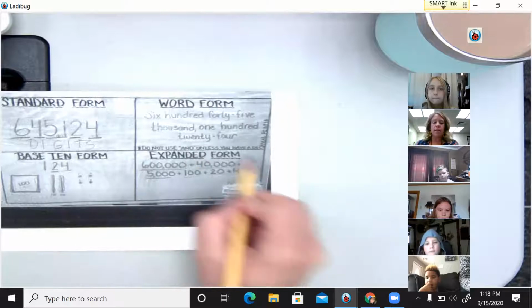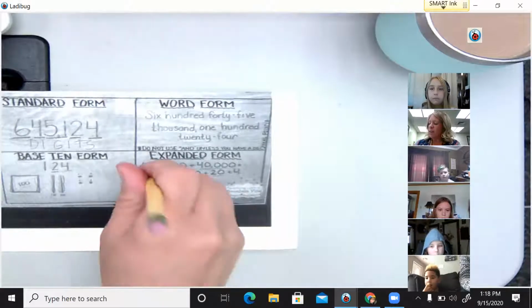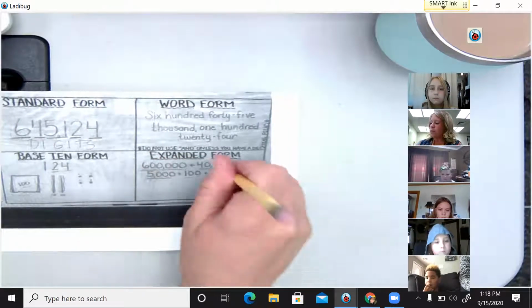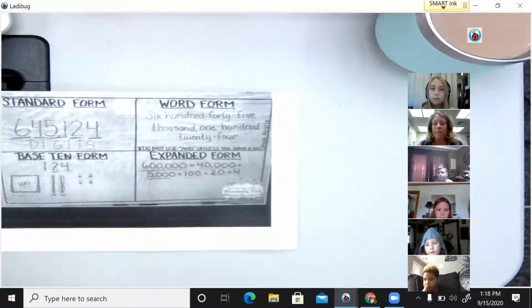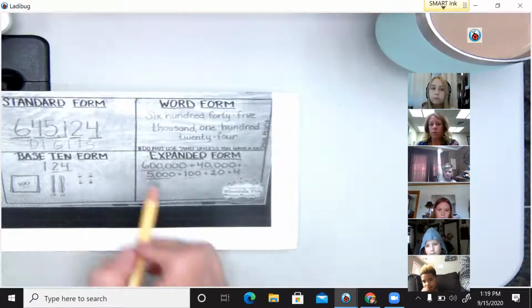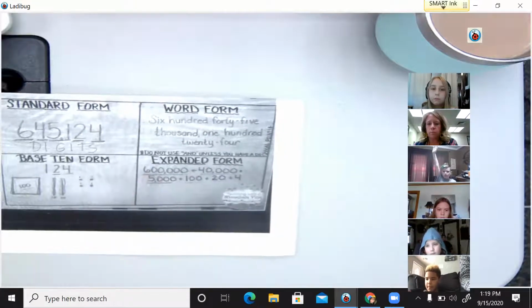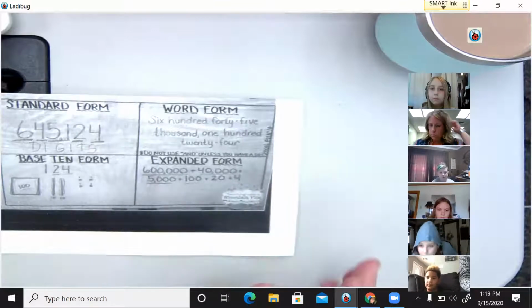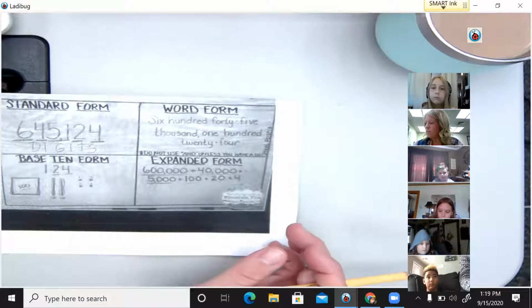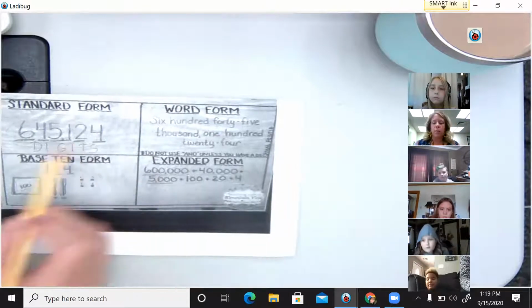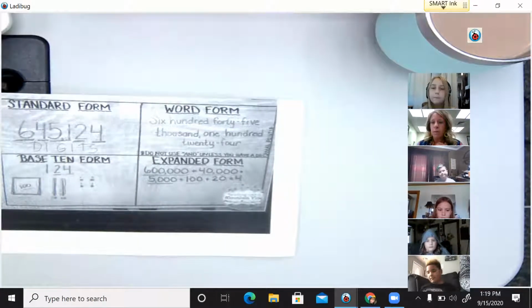So this number sentence here, if I would add 600,000 plus 40,000 plus 5,000 plus 100 plus 20 plus 4, what should my final number be? What should my sum be if I add all of these up? Peyton? 645,124. Very good. And that should match this number. And if it doesn't, then that's how we know we did something wrong.